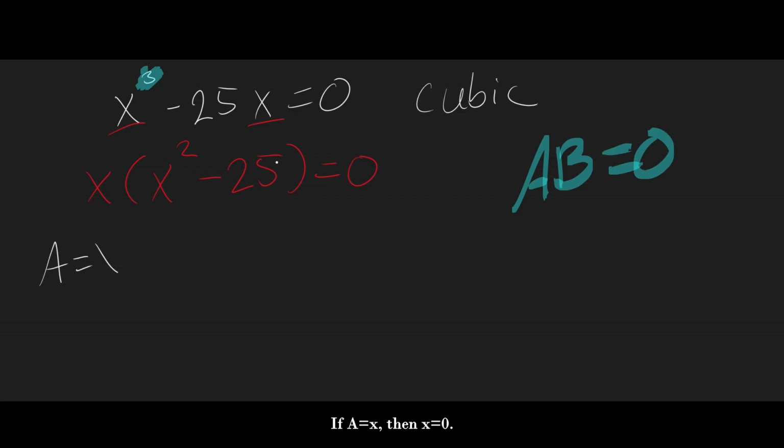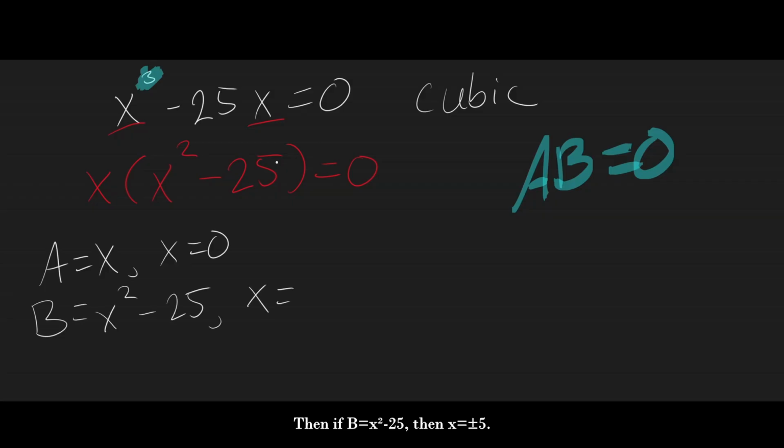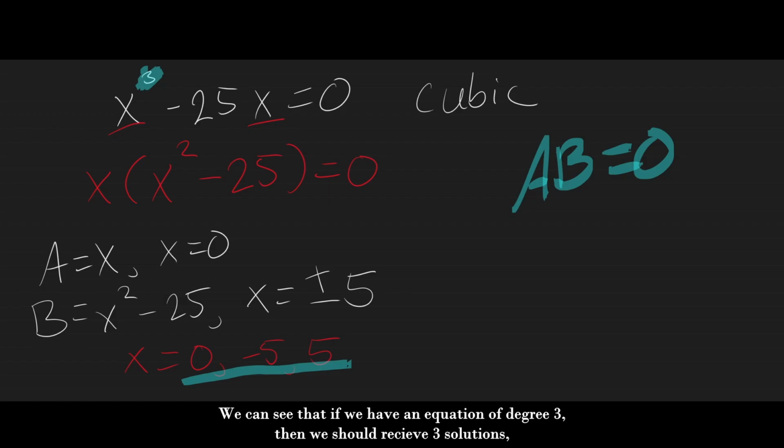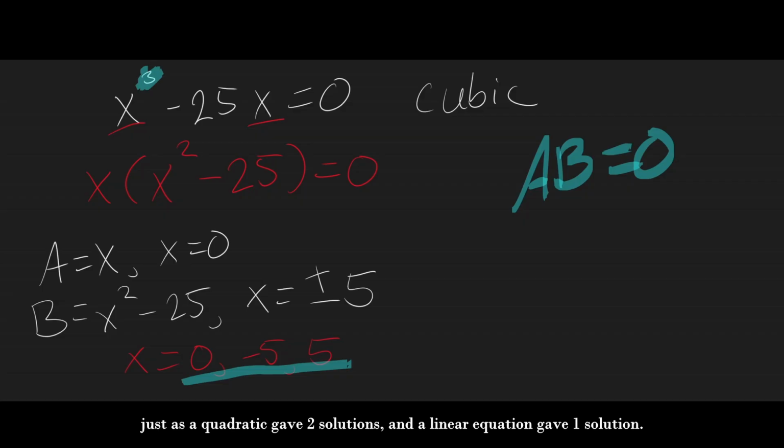If A equals x, then x equals 0. That's simple enough. Then if B equals x squared minus 25, then x equals plus or minus 5. So our solutions are x equals 0, negative 5, and 5. Notice that we got 3 solutions for our cubic equation. We can see that if we have an equation of degree 3, then we should receive 3 solutions, just as a quadratic gave 2 solutions and a linear equation gave 1 solution.